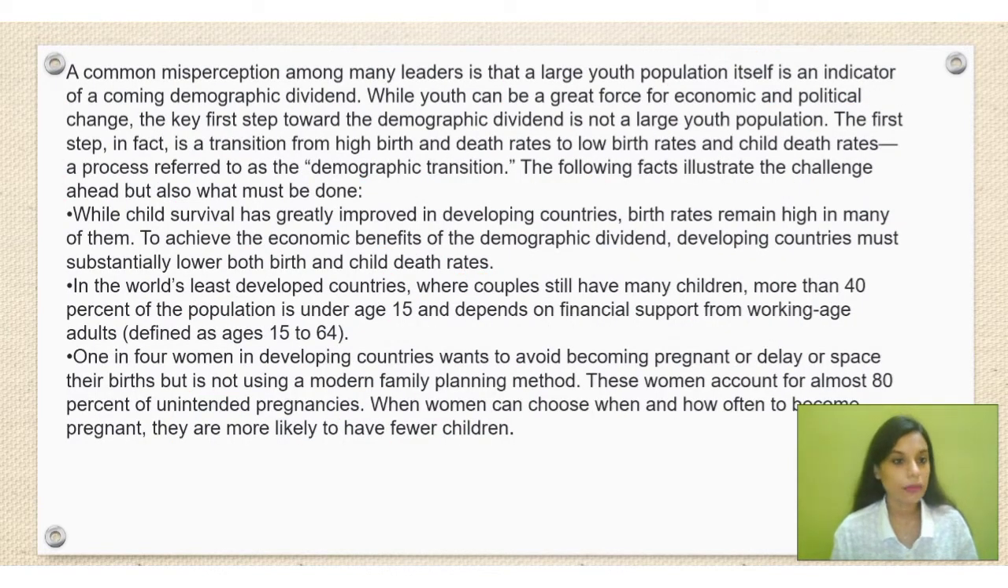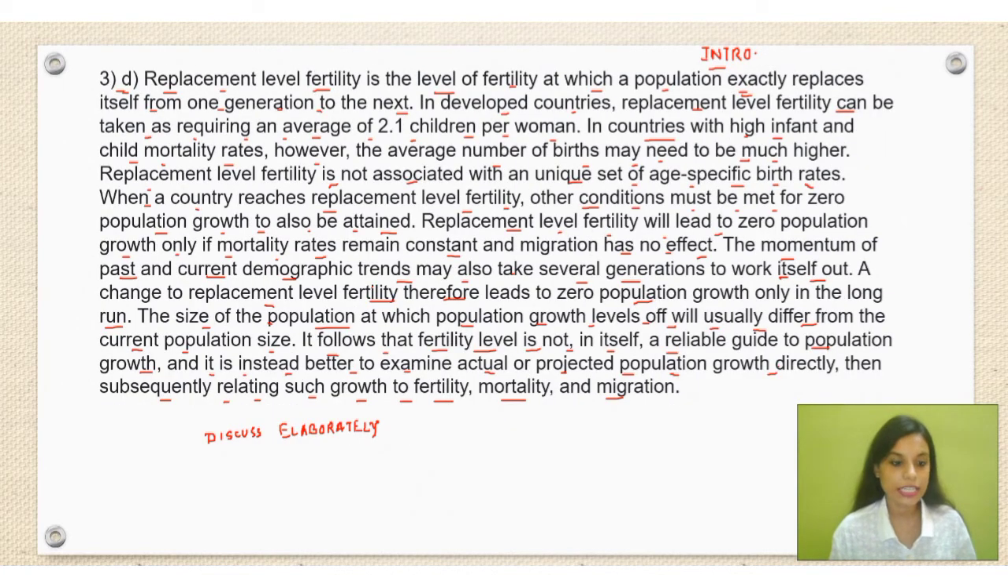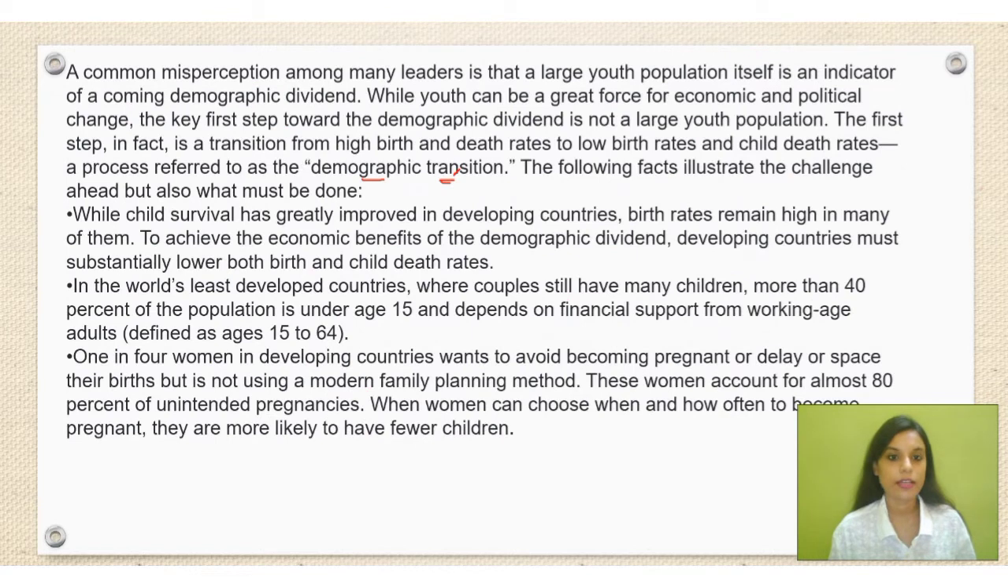You can then talk about how this level is affecting the demographic dividend. Here you need to talk about how a decline in the replacement level fertility will actually affect the demographic dividend. Here I have elaborately talked about whether it is affecting the demographic dividend or not.